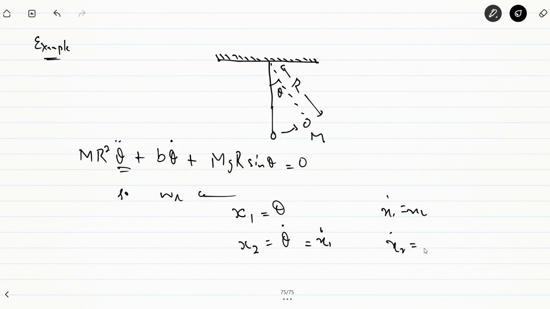equal to... x1 dot is x2. X2 dot will be equal to minus b x2 plus minus mgr sine x1 divided by m r square. So you have x1 dot, you have given x2 dot. You can also try and derive the phase portrait of the system. You want to see how many equilibrium points exist for this system. For that you will substitute to calculate the equilibrium points.